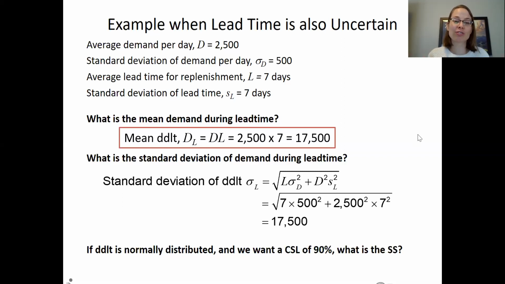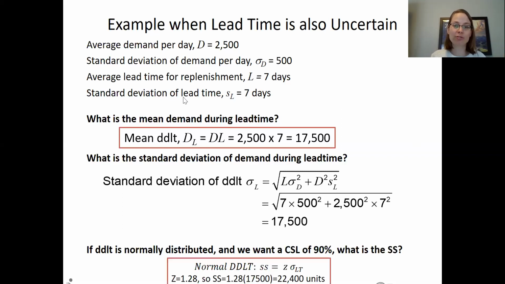And so now we want to ask our question, okay, great. We have the demand during lead time distribution. We have their mean and standard deviation. If we know that they're normally distributed and we want a cycle service level of 90%, now we can calculate the safety stock. Because it's normally distributed, we can use the equation that safety stock is Z times the standard deviation of lead time demand. We just calculated that. So the only thing we have left is to calculate Z. You can either look up 90% on a Z table, a standard normal table, or use Excel, and you would find that Z is 1.28, and therefore our safety stock in this example is 22,400 units.